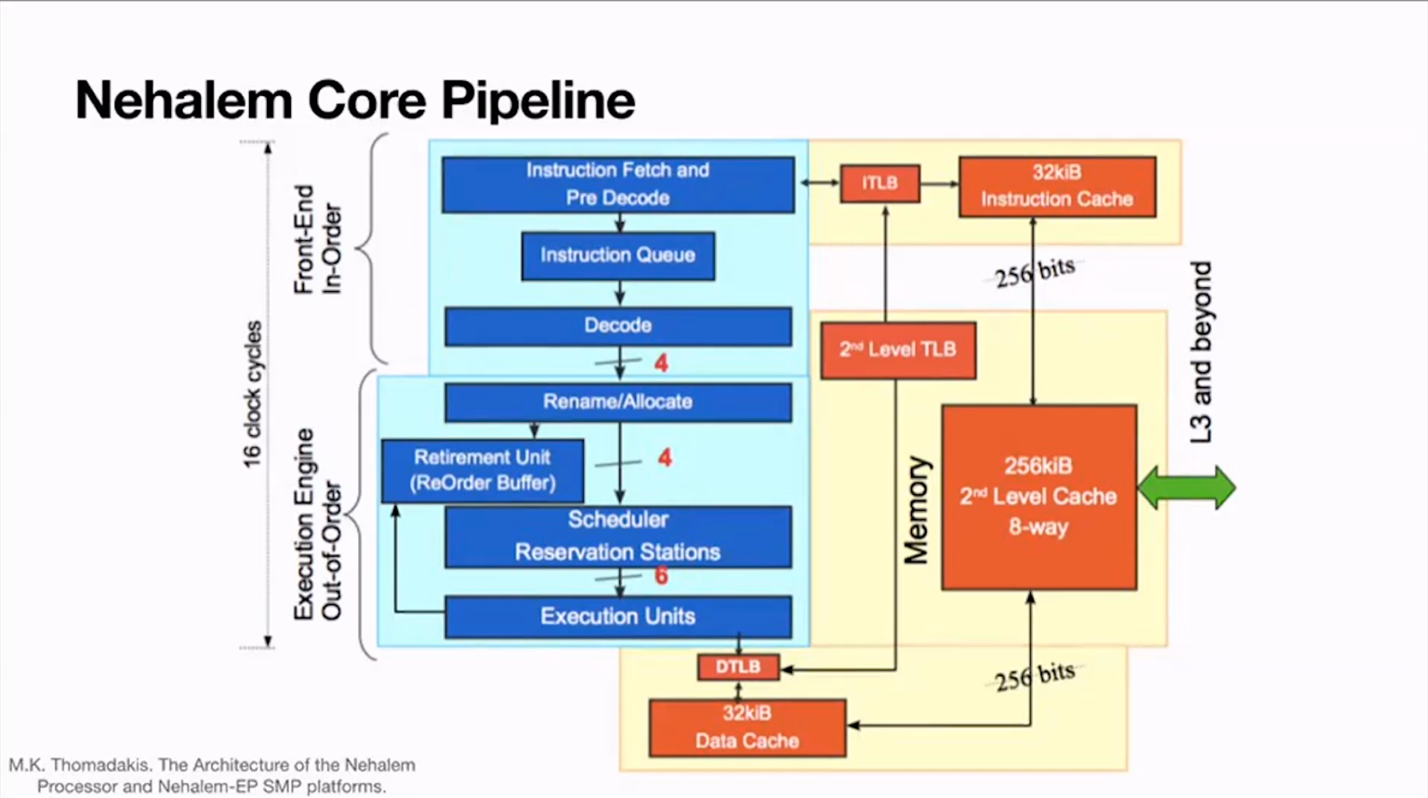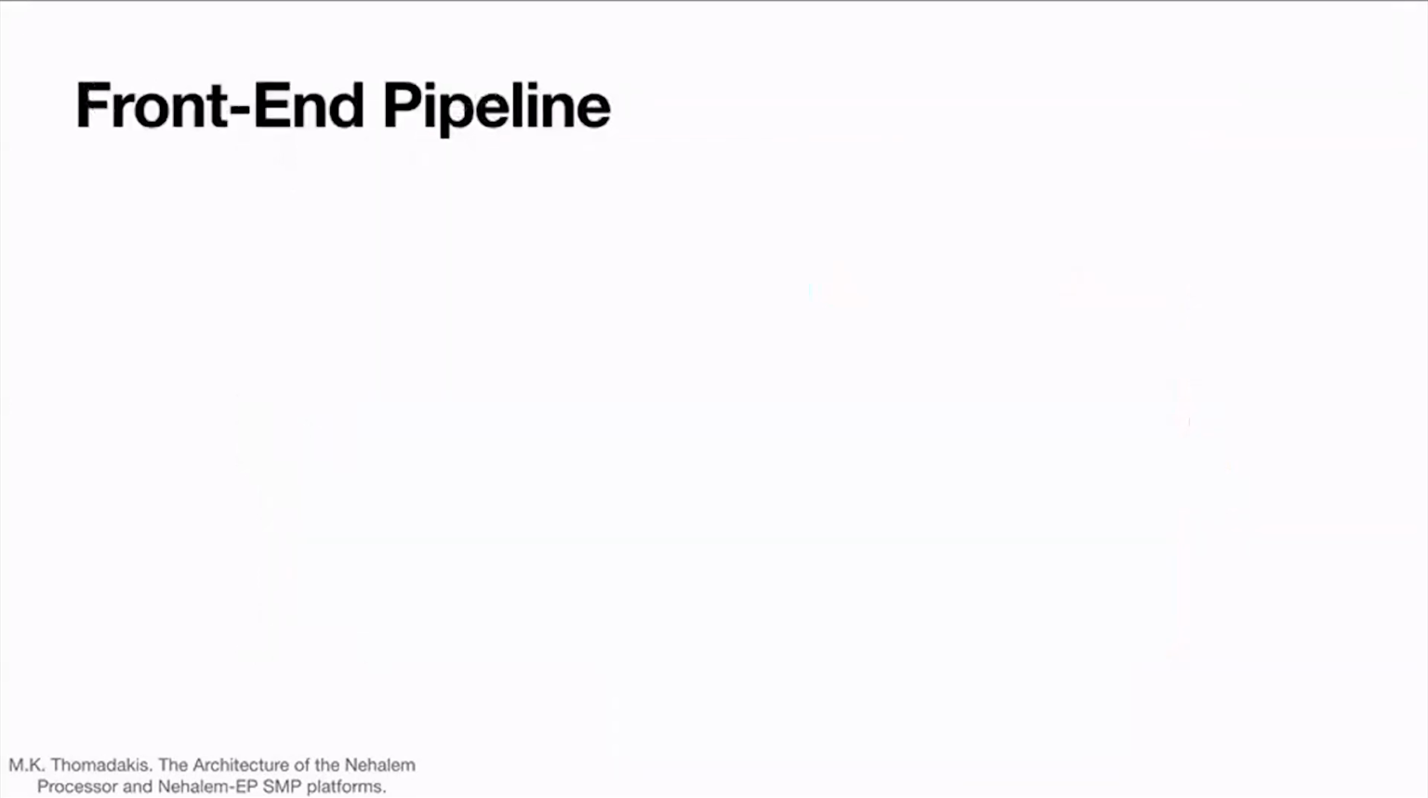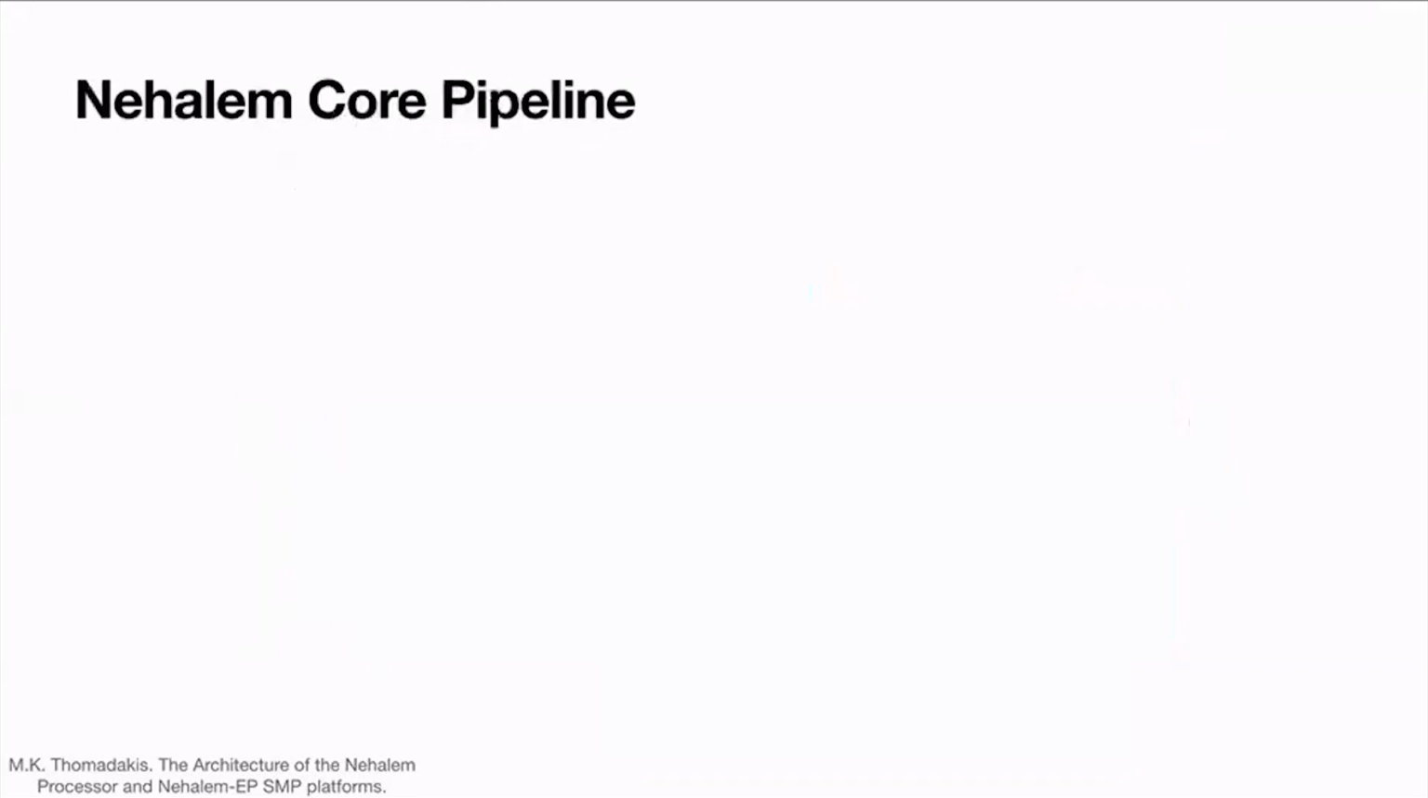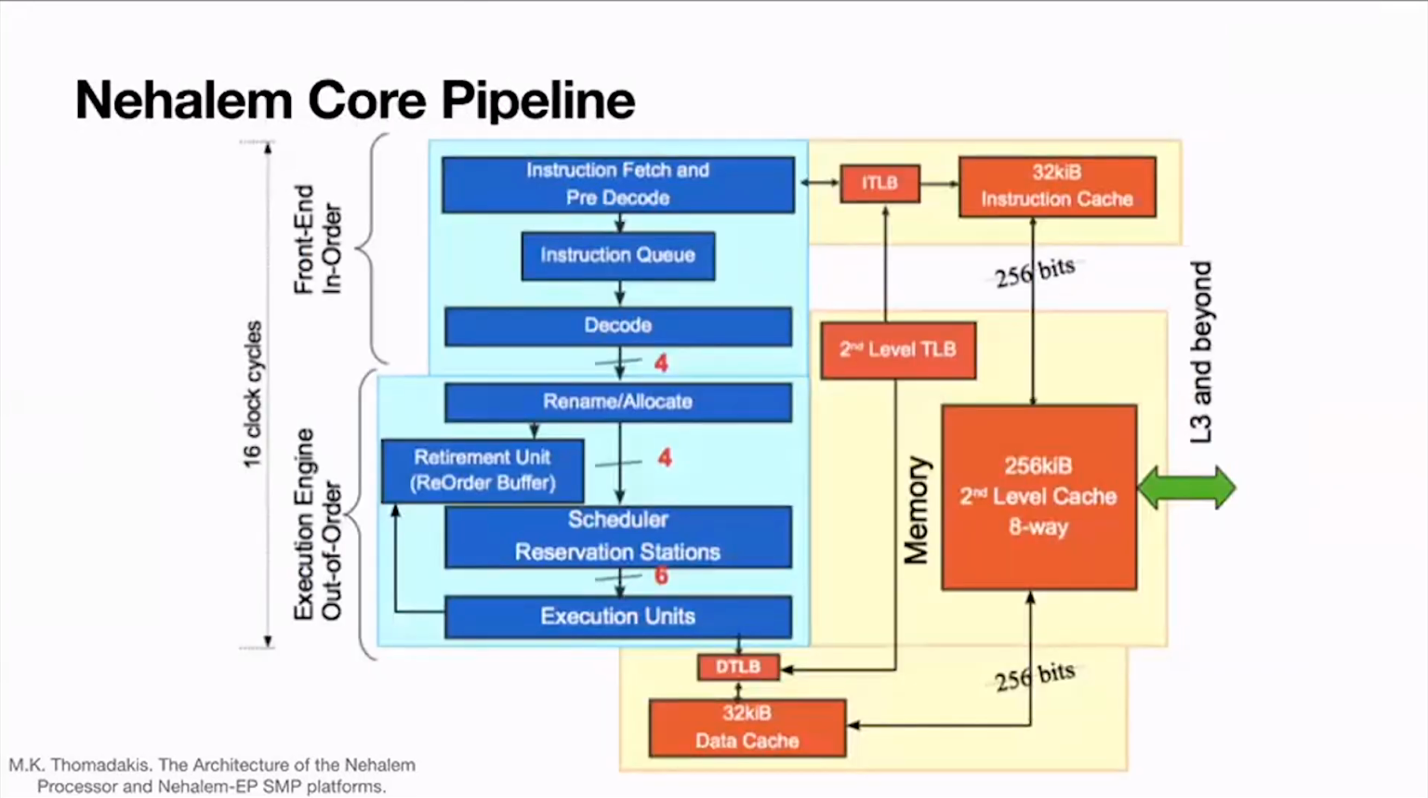Now, the front end is in order and the execution is out of order. We'll just focus on the front end part. Can anyone tell me why we require pre-decoding and then decoding? What do we do in the pre-decoding part? Any idea?